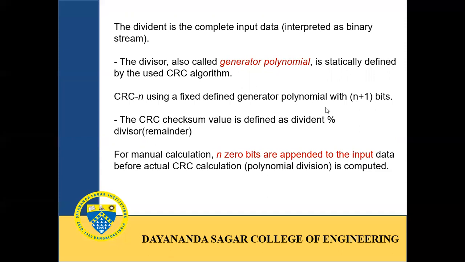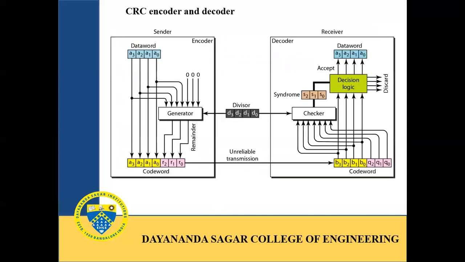Now, usually the generator polynomial is a bigger term which has more bits. So for calculation of the remainder, n number of zeros are added to the input data so that we get a proper remainder. This diagram shows you how that is done.